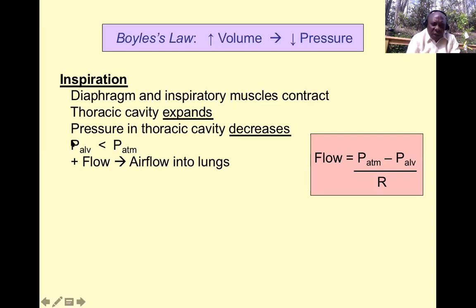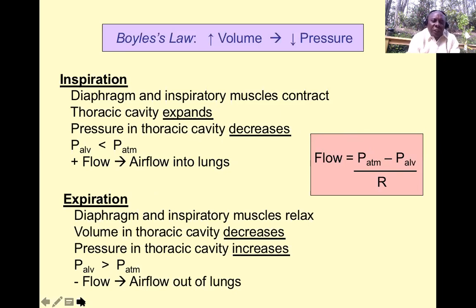The decrease in thoracic cavity pressure creates a gradient. The atmospheric pressure will be greater than the alveolar pressure, or putting it another way, the pressure in the alveoli when the thoracic cavity expands becomes less than the atmospheric pressure. That then causes a positive flow of air into the lungs, again based on our formula here.